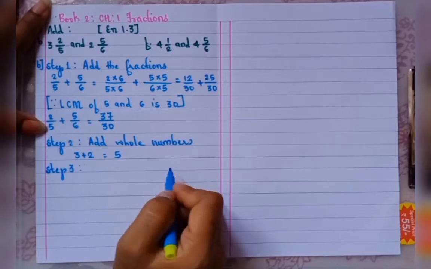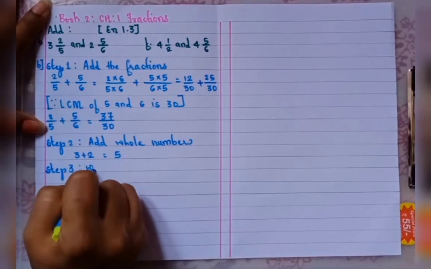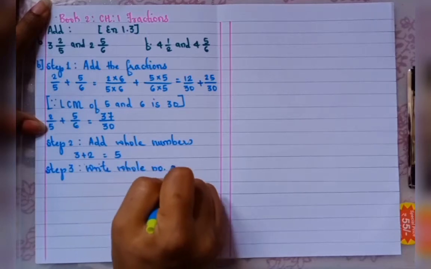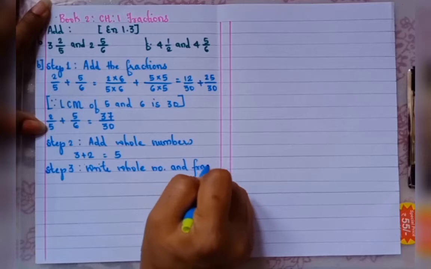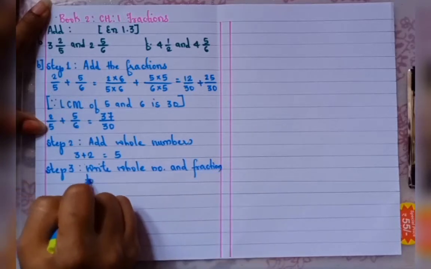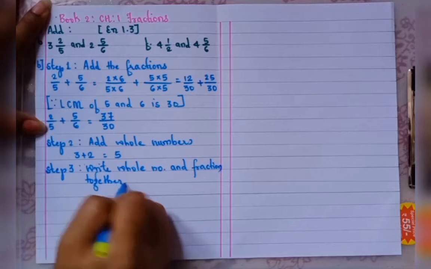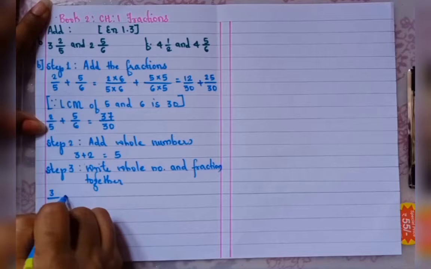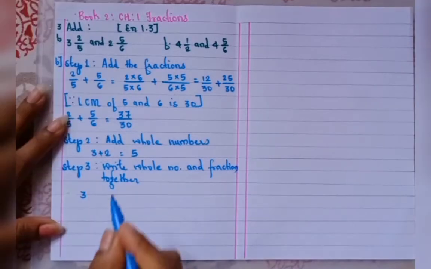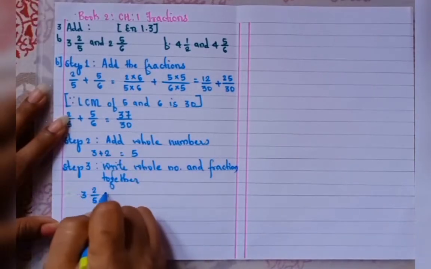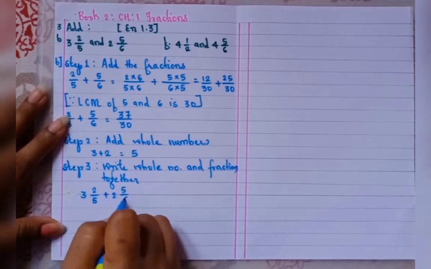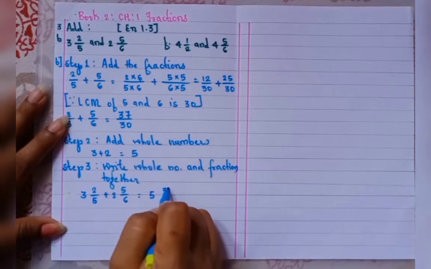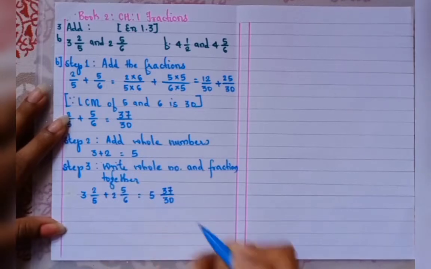Step 3. Write whole number and the fraction together. Therefore, let's rewrite. 3 is to 2 by 5 plus 2 is to 5 by 6 equals, the sum is 5, 37 upon 30. Okay.